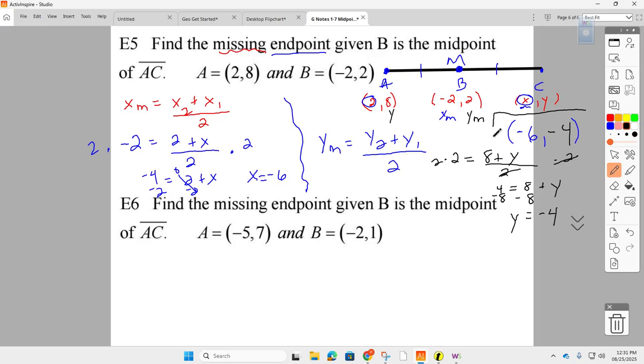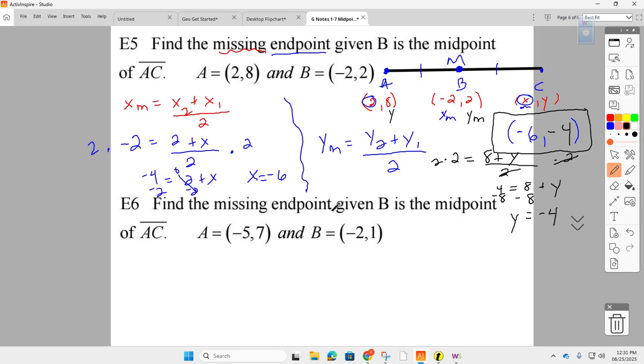So what we're boxing here, that is a missing endpoint. When you name a point, you have to give an ordered pair that tells the location of that point. Any questions on that one?